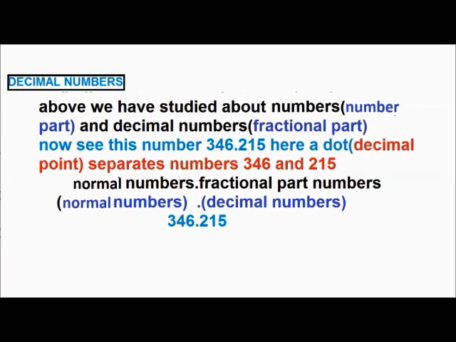Above we have studied numbers, that is the number part, and decimal numbers, that is the fractional part. Now see this number, 346.215. Here a dot, that is the decimal point, separates the numbers 346 and 215. So the numbers left of the dot are normal numbers, and the numbers right of the dot, that is decimals, are fractional part numbers.